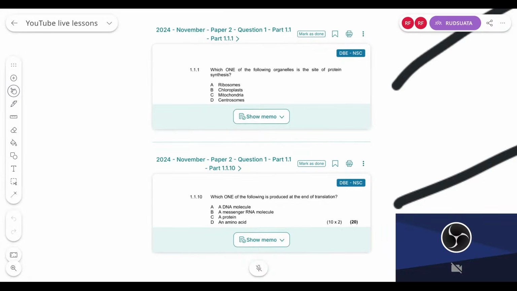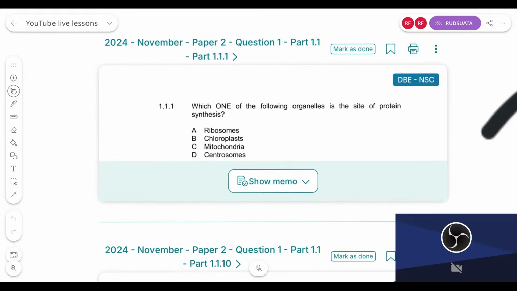Otherwise, what I'm going to ask the chat is, let's do some warm-up multiple choice questions. If we're doing protein synthesis and the question says, which of the following organelles is the site of protein synthesis? Is it A, ribosome, B, chloroplast, C, mitochondria, or D, centrosome? Let me know now in the chat, what do you think is the correct answer? Is it A, B, C, or D? I'm hoping that everybody gets this one right because it is an entry-level question. It's easy peasy. Two marks in the bag for free.